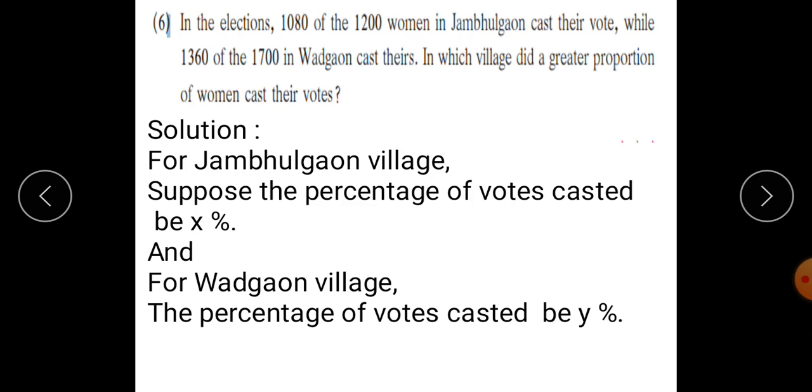Last sum of practice set 30 and the last question of the lesson also. In the elections, 1080 of the 1200 women in Zambulgaon cast their vote, while 1360 of the 1700 in Vadgaon cast theirs. In which village did a greater proportion of women cast their votes?